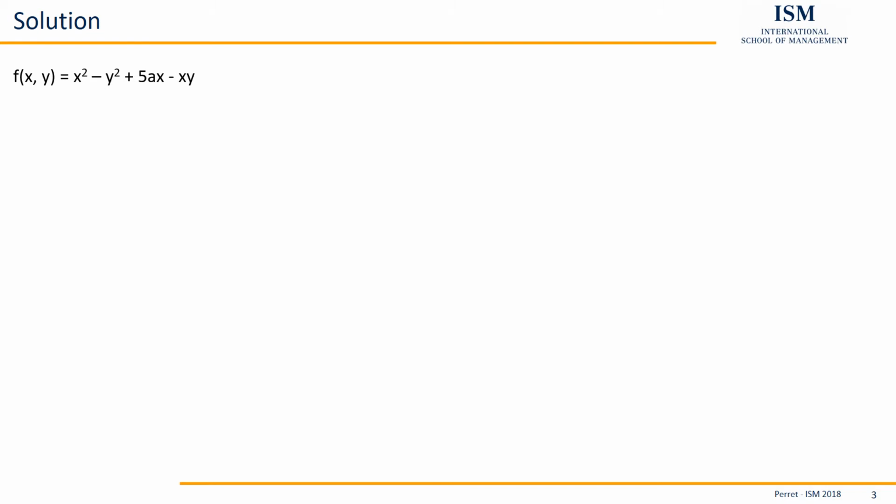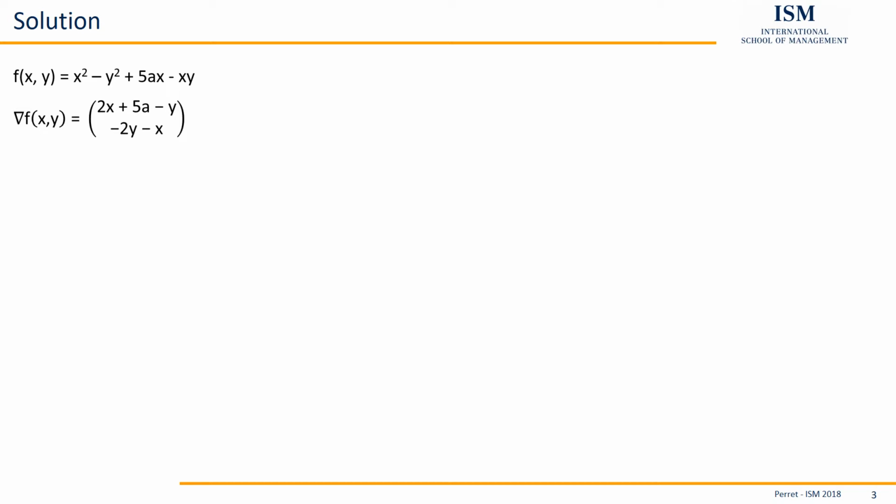Then, with regards to y, only the part of minus y squared minus xy. Only these two matter. So here the derivative is minus 2y minus x. And it looks like this. Okay, so far so good. This was the first derivatives.